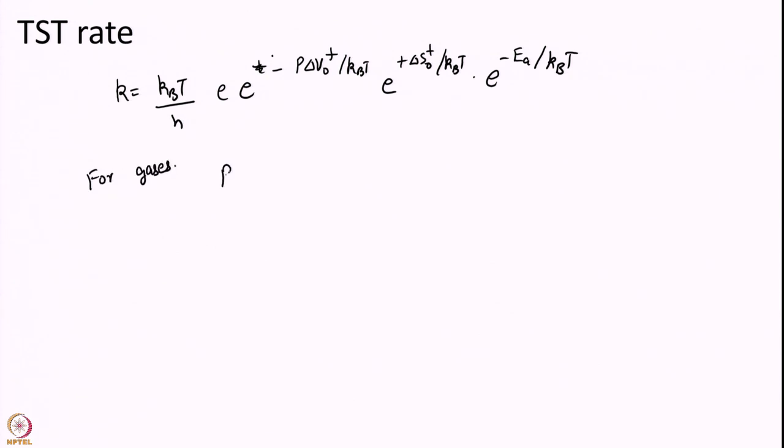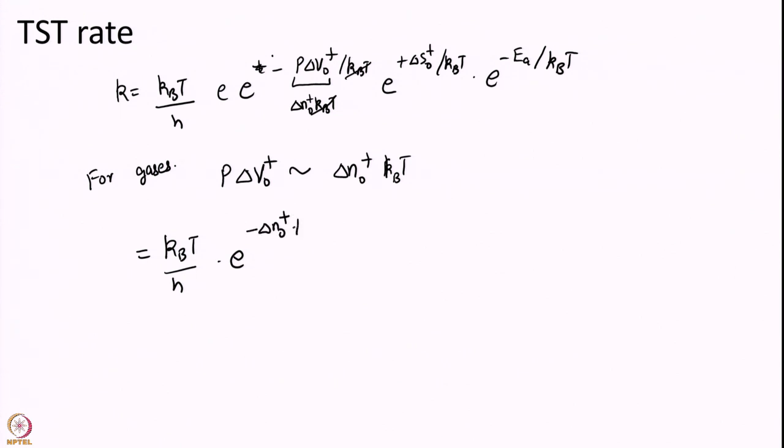even for liquid it can be partially true, P delta V naught we will approximate by the ideal gas. So, PV equal to nkT, ideal gas law. So, that is what we are going to do. It is just a crude approximation really. And so, I will write P delta V as delta n naught kT, and kT will cancel here. So, I will get e to the power of minus delta n naught plus 1 into e to the power of delta S naught over kT into e to the power of minus Ea over kT.